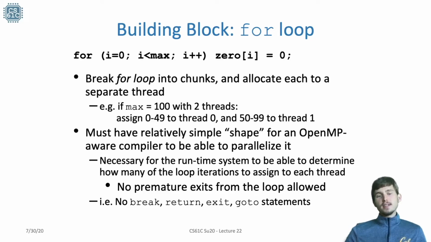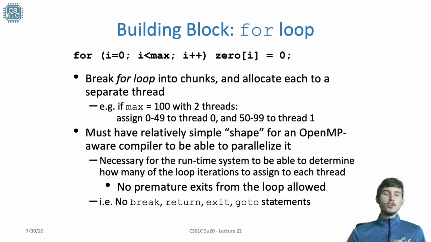So in general, how does OMP actually work with a for loop? It breaks this loop into chunks and allocates each chunk to a separate thread. For example, if I set max to 100 and I had two threads, I would assign the first thread 0 to 49, and then the second thread would be 50 through 99. This is automatically done for you by OMP, which is very nice.